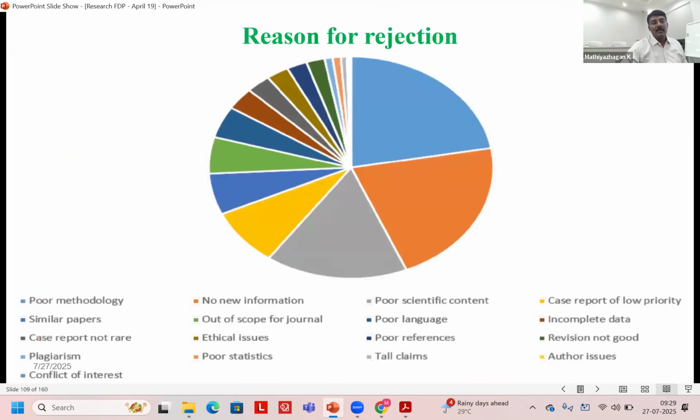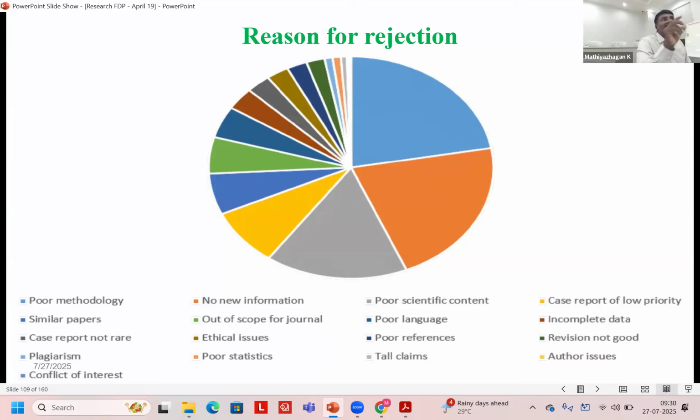Okay. Then other things are similar papers and other reasons. So these are the reasons for the rejection. I don't want to explain too much. The top five: the first one is methodology selection, there is no information. The third one is no scientific contribution, the fourth one is a general, not specific focus, and the fifth one is that similar kinds of papers already exist, not plagiarism.